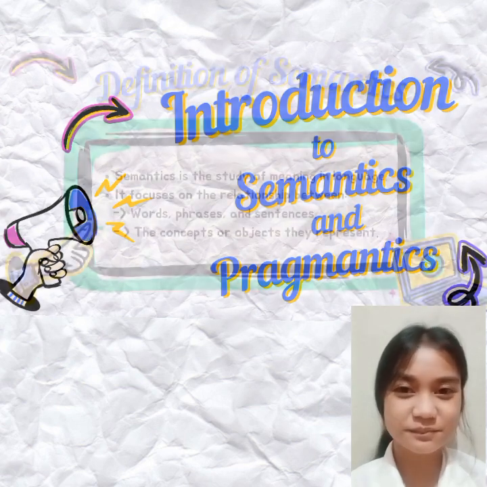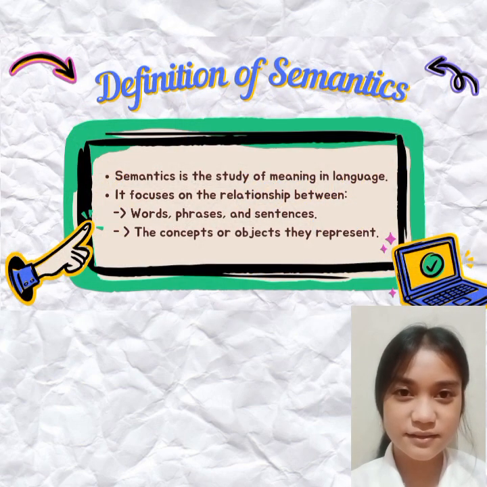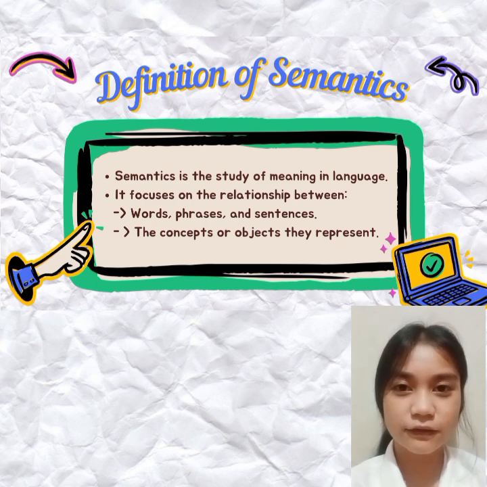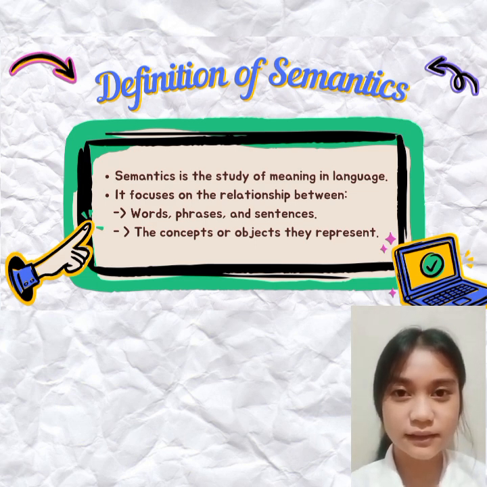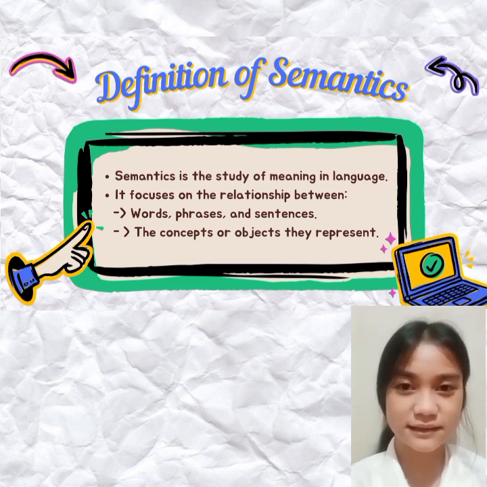Let's begin. First, let's discuss semantics. Semantics is the branch of linguistics that studies meaning in language. It involves understanding how words, phrases, or sentences represent ideas or objects in the real world. For instance, when we hear the word tree, we immediately imagine a plant with a trunk, leaves, and roots. Semantics helps us understand the meaning of this word without needing additional context.